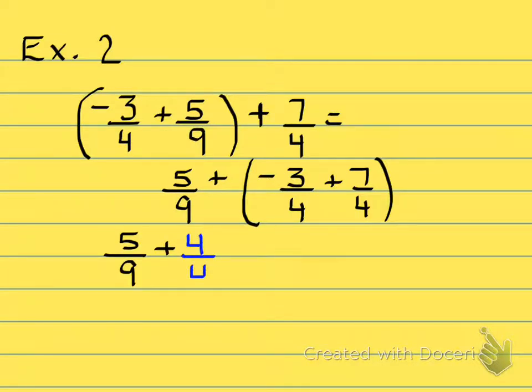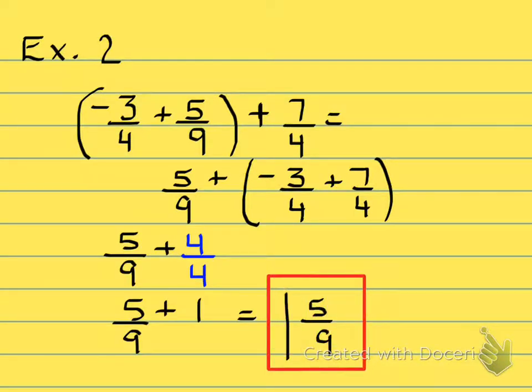And remember, we keep our denominator the same. So now our new problem is 5/9 plus 4/4. And 4/4, hopefully, you recognize as being 1. So really, it's going to be 5/9 plus 1. And don't make this more complicated than it is. Whenever you have a whole number and a fraction and you're adding them together, that's all you need to do, 1 and 5/9. So you're all set with that example.